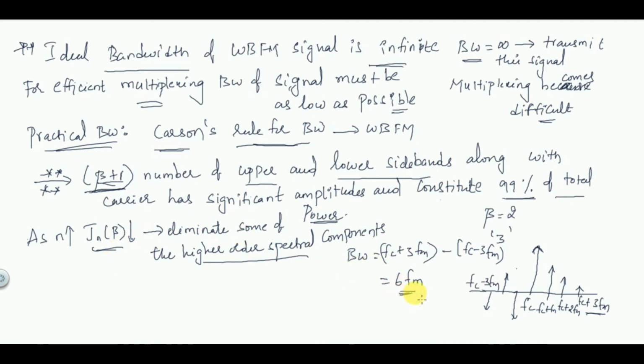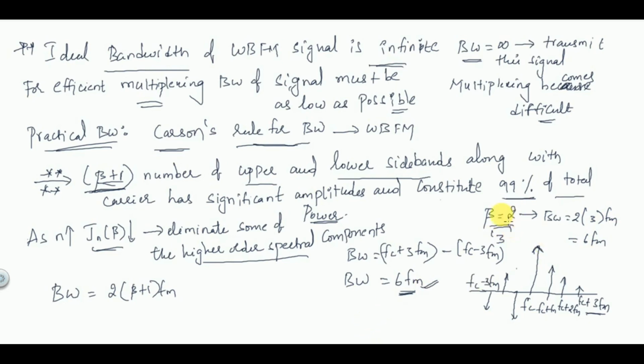So this is 6 FM. The bandwidth which we have got is 6 FM, and this is for beta equal to 2. Generalizing this concept, we can give bandwidth as 2 into beta plus 1 into FM. In this case, beta value is 2, so bandwidth is equal to 2 into beta plus 1, which is 3, into FM, which equals 6 FM, obtained like this.